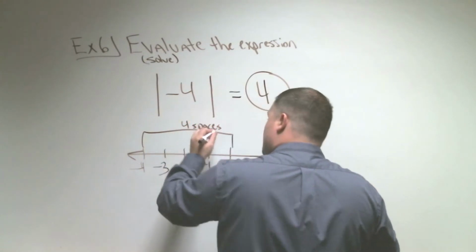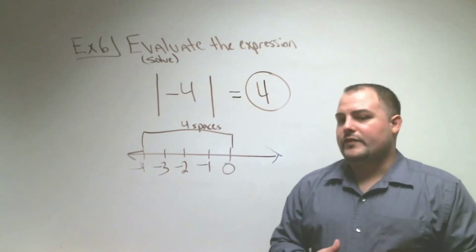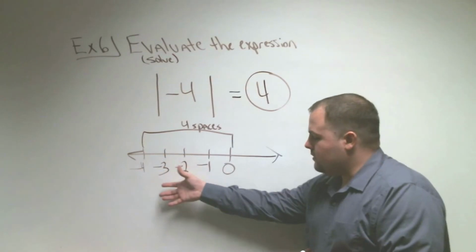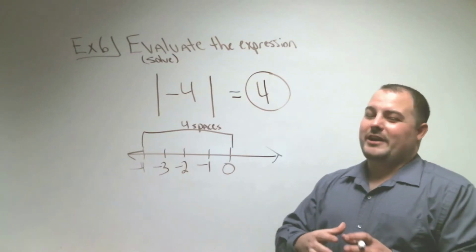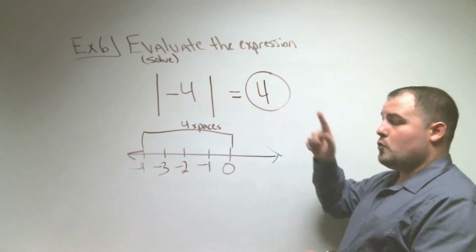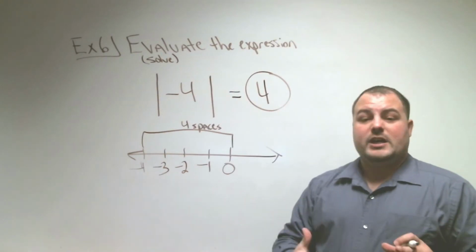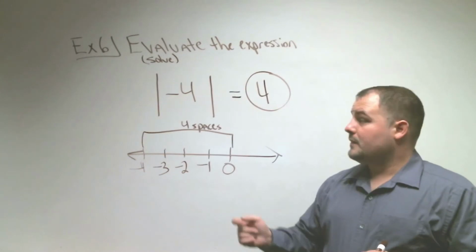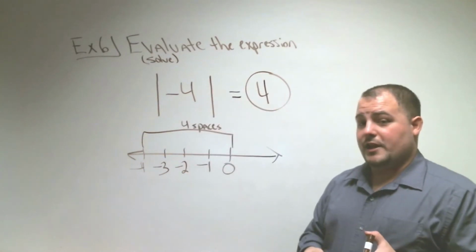And notice that we wrote that number as a positive. And that's because absolute value is always a positive. Now you don't always have to draw a number line, but you want to think that how far away is this number from 0? So -4 is 4 spaces away, so 4 is my answer. The absolute value of any number is always a positive. So the absolute value of -4 is positive 4. And that's how we're doing absolute value.